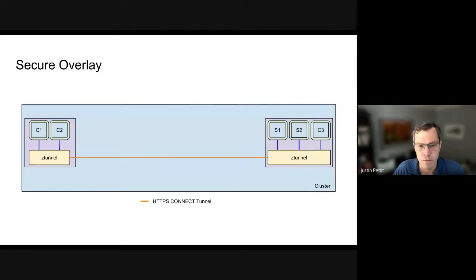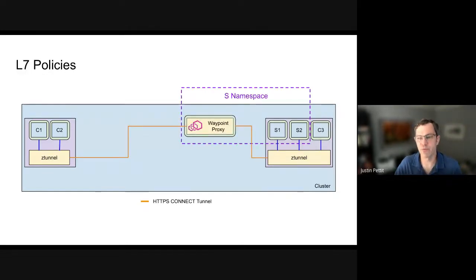Now, let's say for this, the workloads in the S namespace wanted to have L7 authorization policies or load balancing. Then what would happen is we would spin up this full Envoy as a waypoint proxy that is just a regular pod within the network. And then we would redirect all of the people that want to connect to S to go through that waypoint proxy here in the diagram.